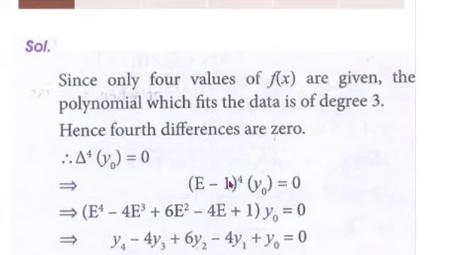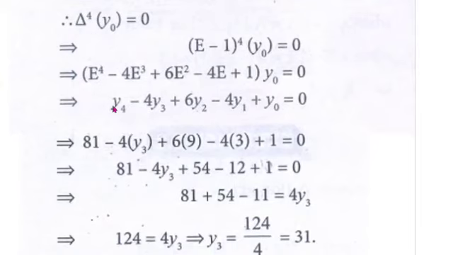For E minus 1 whole power 4, the alternate terms are positive and negative: plus, minus, plus, minus, plus. So we get E4 y0 minus 4 E3 y0 plus 6 E square y0 minus 4 E y0 plus y0. Applying the shift operator, E power 4 y0 gives y4, and 4 E cube y0 gives y3. Whatever power of E there is becomes the suffix of y, and the same happens with the other terms.